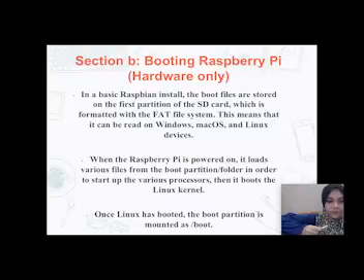And then the bootcode.bin will turn on the SDRAM, which is the separate memory chip on the SoC, and loads the third stage, loader.bin. The loader.bin will then read the start.elf, the GPU firmware, and start.elf will read the config.txt, the cmdline.txt, and kernel.img. Finally, it will start the Linux-based OS, such as Raspbian, and once Linux has booted, the boot partition is mounted as /boot.